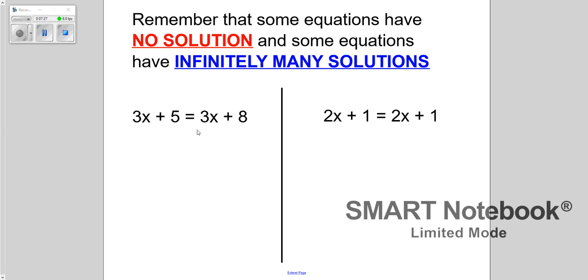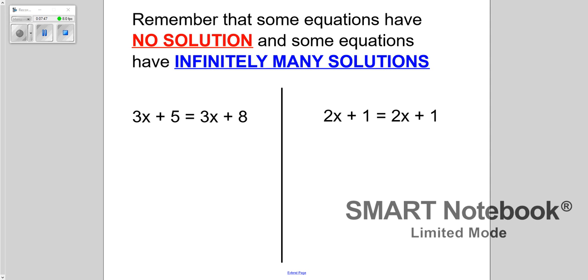So notice this equation right here, 3x plus 5 equals 3x plus 8. There is no distributive property, there's no combining like terms, so I'm just going straight to solving it. There's variables on both sides. I need to get them on the same side. Some of you right now are probably thinking we don't even need to do that. I'll get to that in a second.